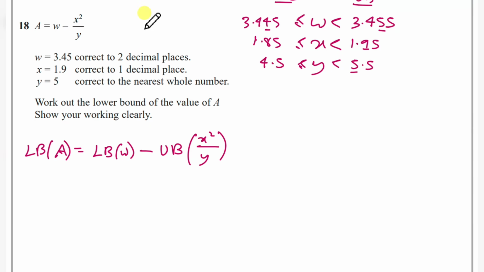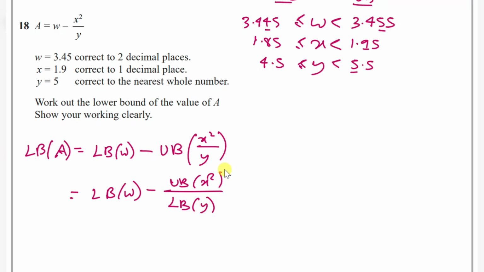So now we need to ask ourselves, how do you get the maximum ratio or division? Well, you want to get the biggest possible value on the numerator and the smallest on the denominator. So it's going to be now the lower bound of w minus, not equal again, I keep doing that, the upper bound of x squared over the lower bound of y. This gives us, you can see, the maximum, the biggest ratio here.